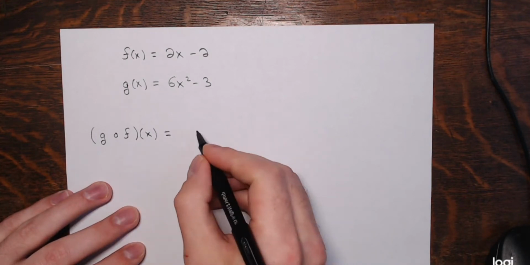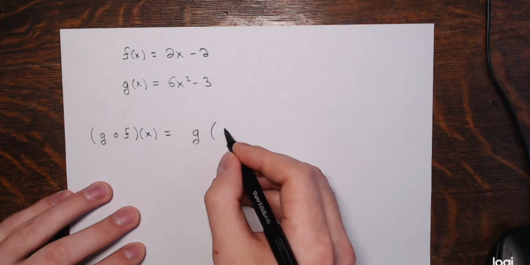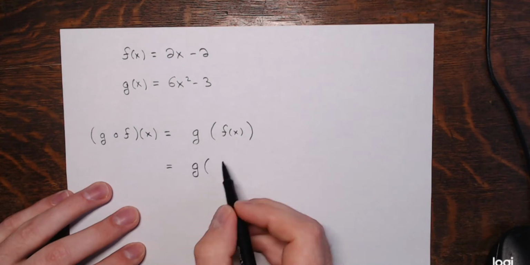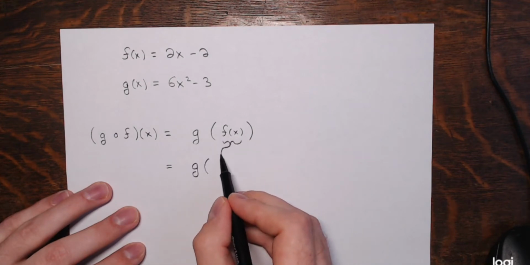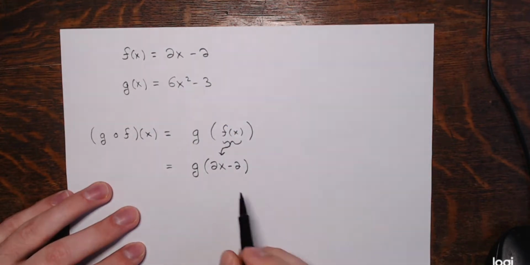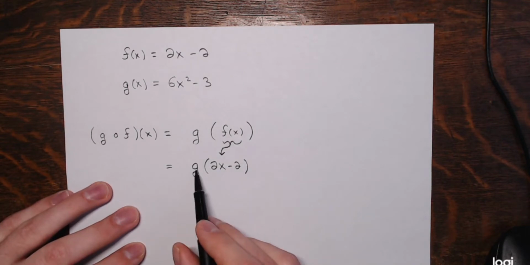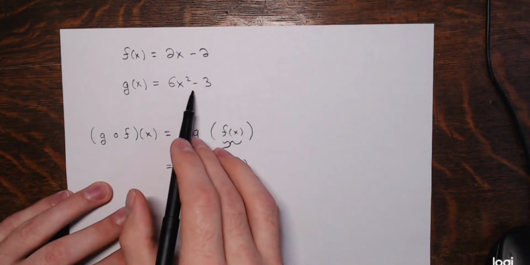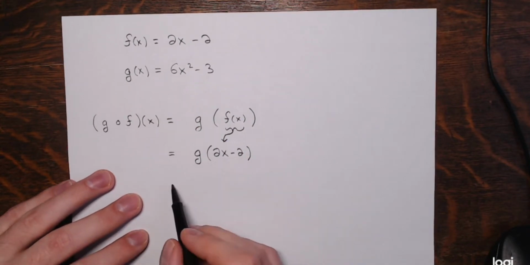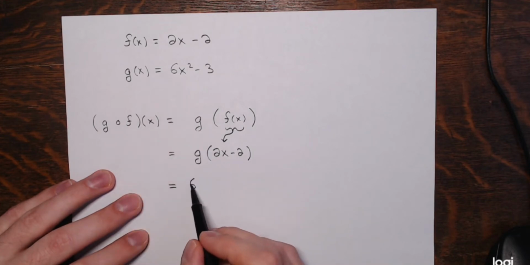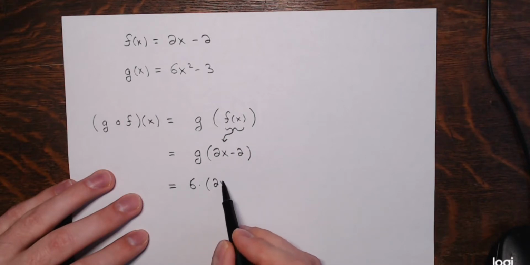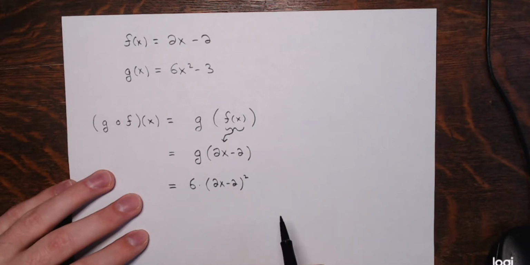All right, so once again, I'll write it the way I like it. g of f of x, like this. And so this is g of, and, what is f of x? f of x is this 2x minus 2. And so now I take 2x minus 2 and plug that into g. Right? So everywhere there's an x in the rule for g, I replace it with this quantity 2x minus 2. So this is 6 times, and then instead of x squared, it is now the quantity 2x minus 2 squared. And then you still have the minus 3 after.